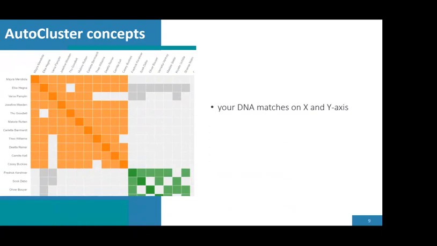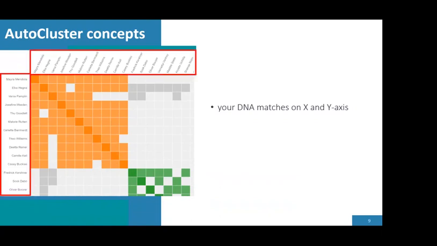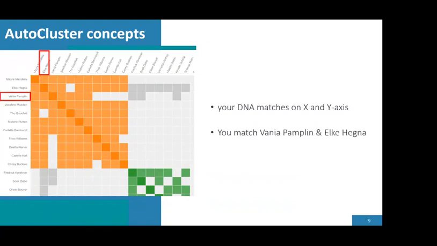The matrix you're seeing is actually symmetrical. So every DNA match on the x-axis is also available on the y-axis. Your DNA matches are listed on both axes. For instance, you match Vanilla Pamplin and Elke Hegna. However, Vanilla and Elke match each other as well. So for Vanilla, we have Elke in the shared matches and vice versa.